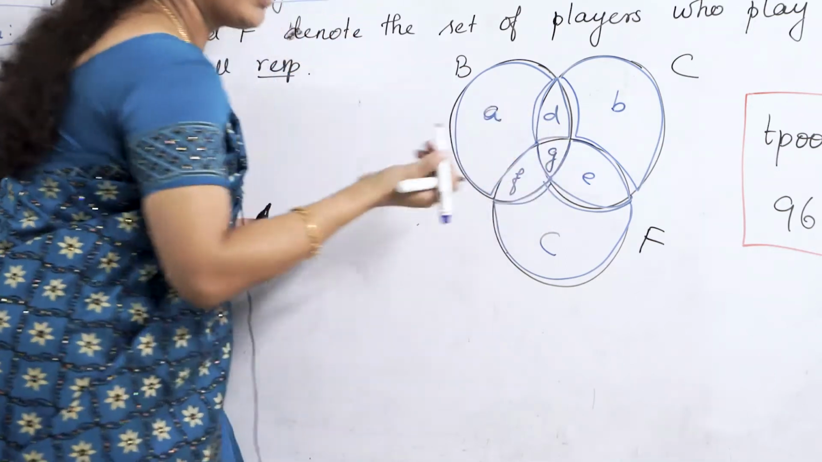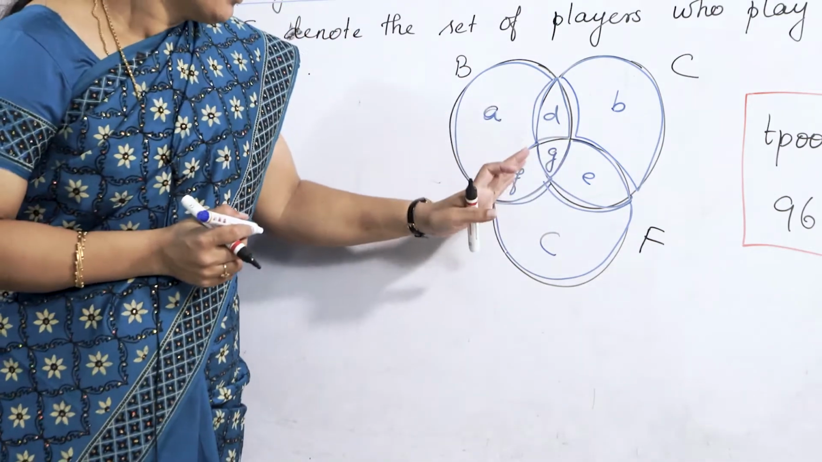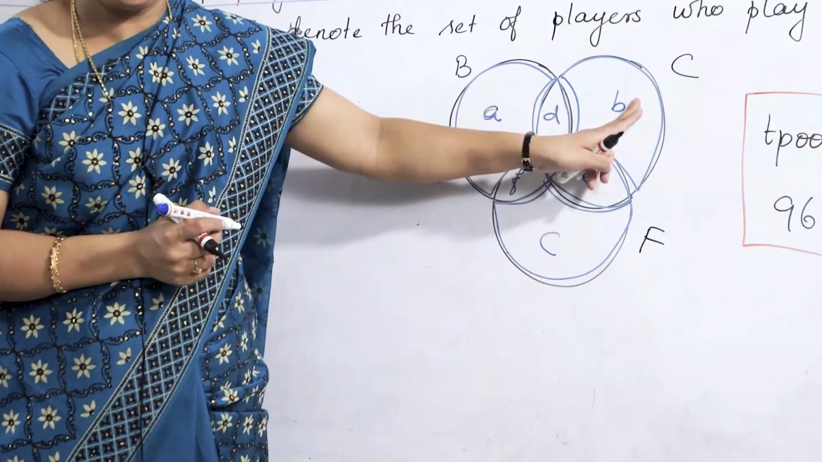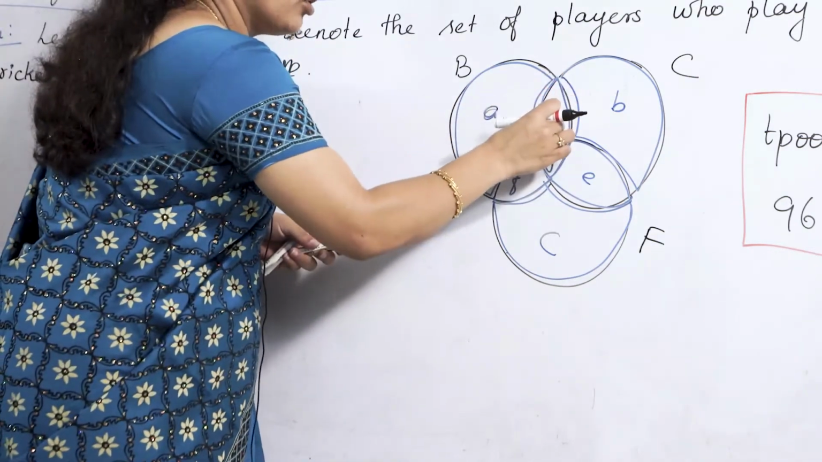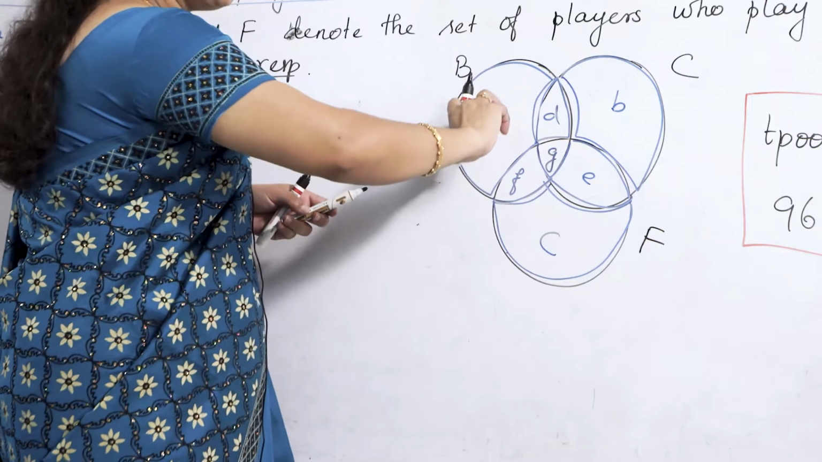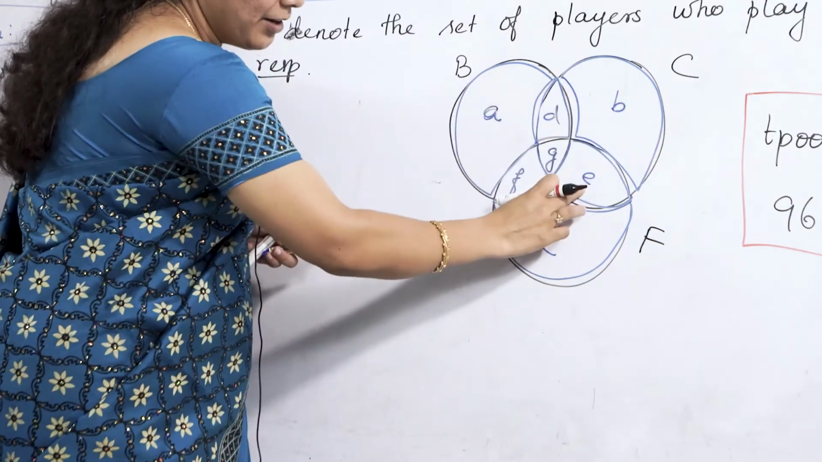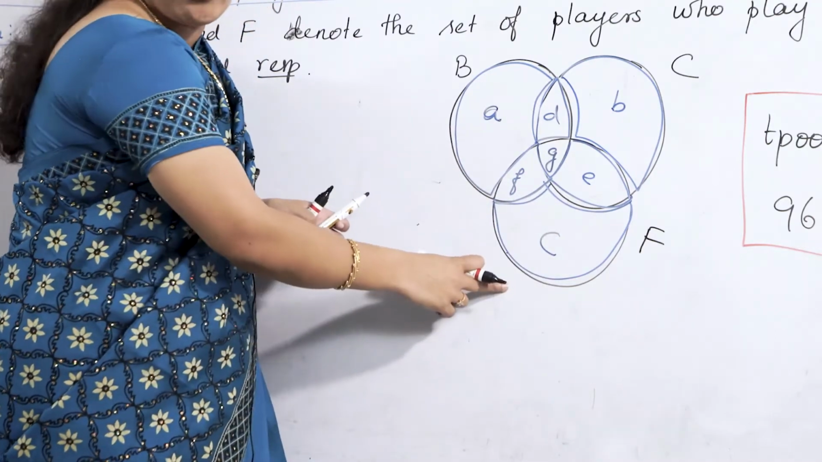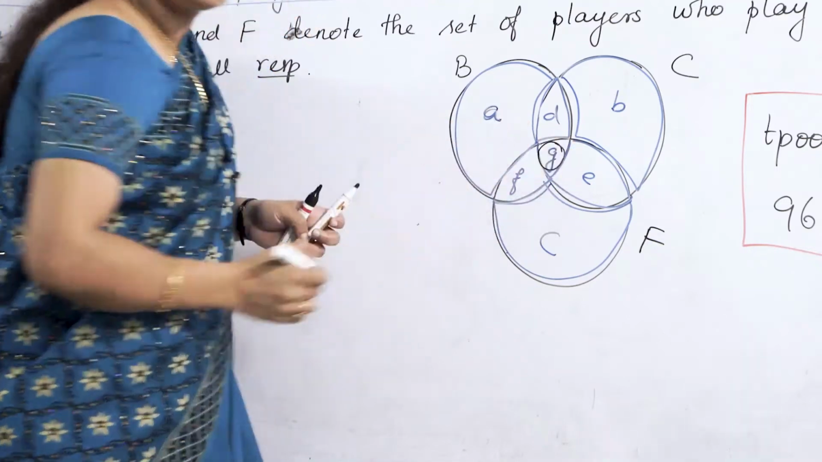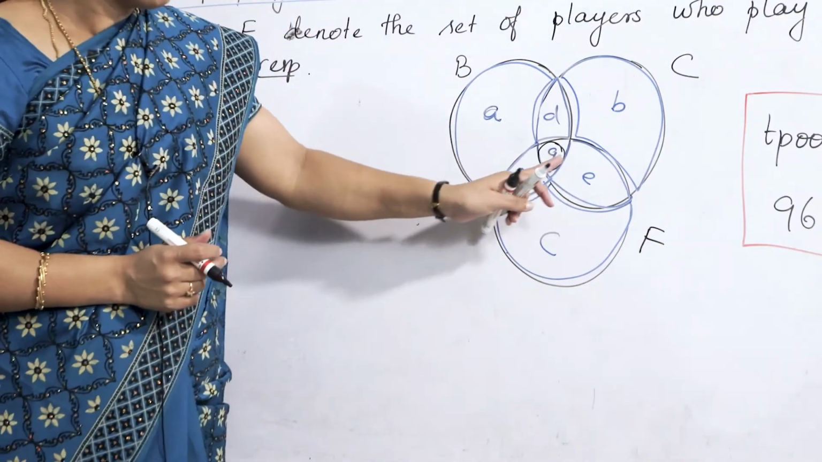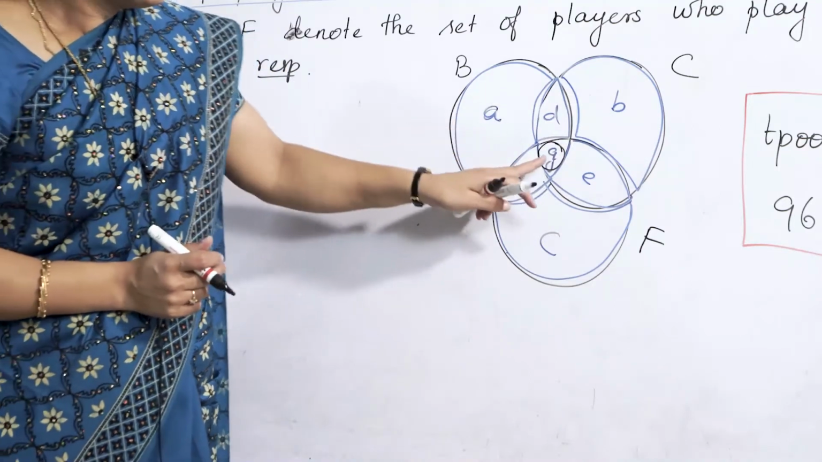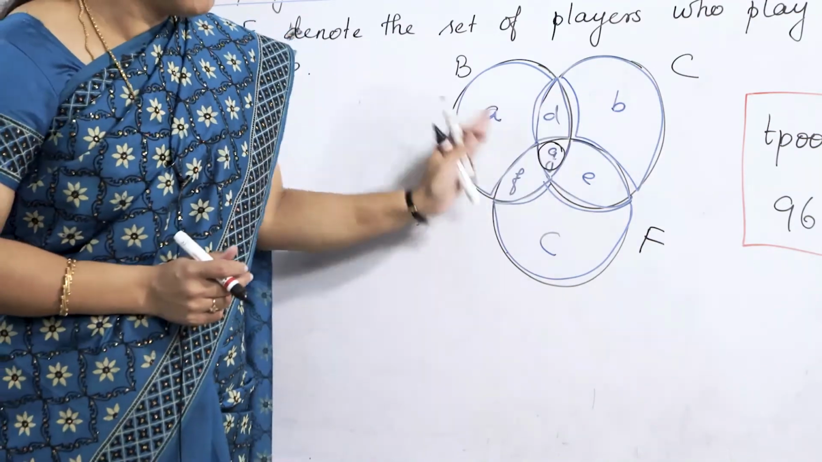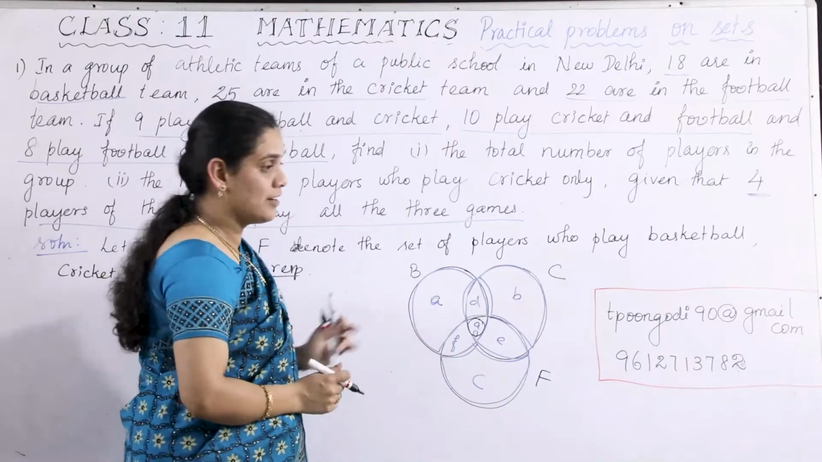And this is G. You can name it by different letters also, by different alphabets. See, D represents the players who play basketball and cricket only, right? That is here. And E represents only cricket and football. And F represents the number of players playing basketball and football. And what is this G? G represents the number of players who play all three games, right? So we divide the regions like this: A, B, C, D, E, F and G.